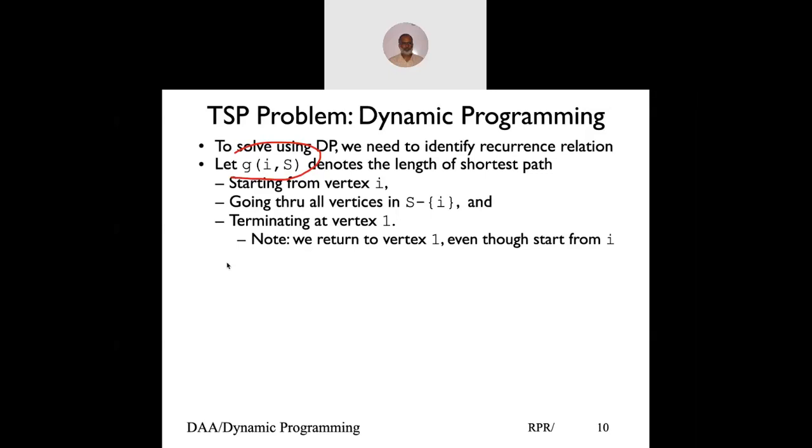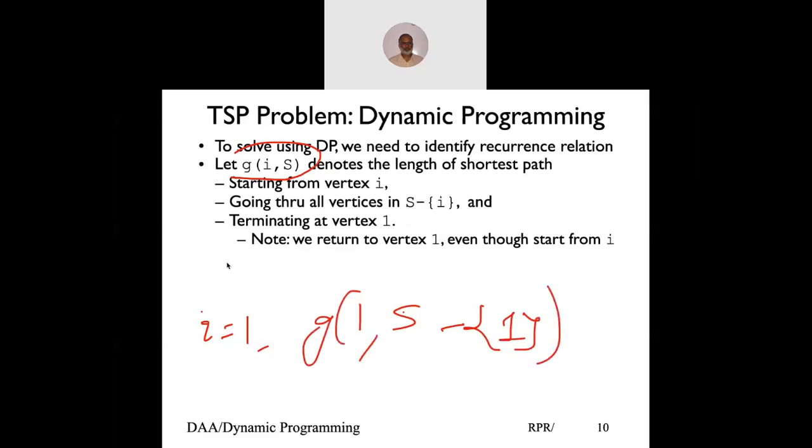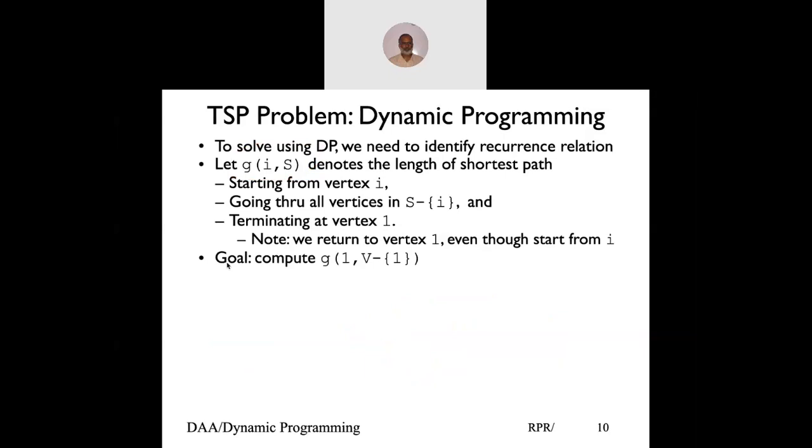And we start building it up. So basically, if I start from vertex 1, if I is equal to 1, that means my remaining set of vertices would be S minus 1. And so my optimal path would be G(1, S minus 1), because we start from 1, go through all vertices other than 1 and come back to 1, and that is what we will find out. Our goal is to find G(1, S minus 1): starting from 1, go through all other vertices other than 1 and come back to 1.